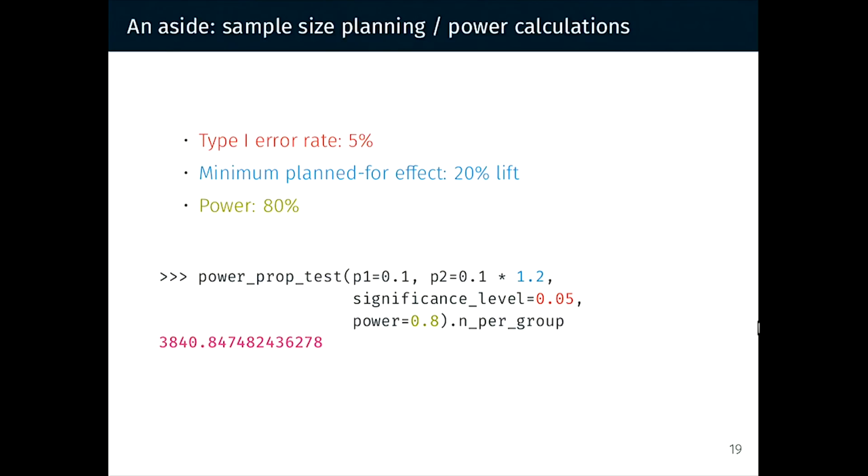And the idea is that we run this calculation before we run the experiment. Then we run the experiment, and we run to 7,600 people. And then we can stop, compute a p-value, compare it to 5%. If it's below, we declare a discovery. And we have both of these guarantees we talked about. So that's sample size planning.